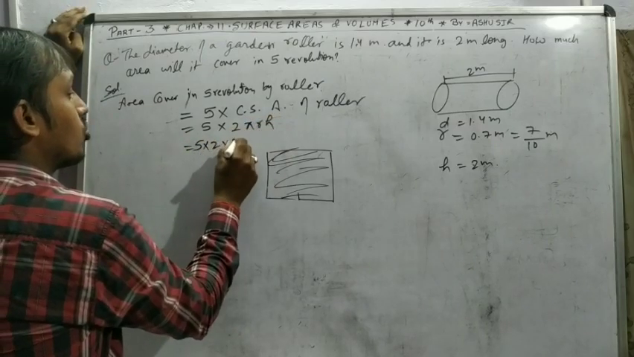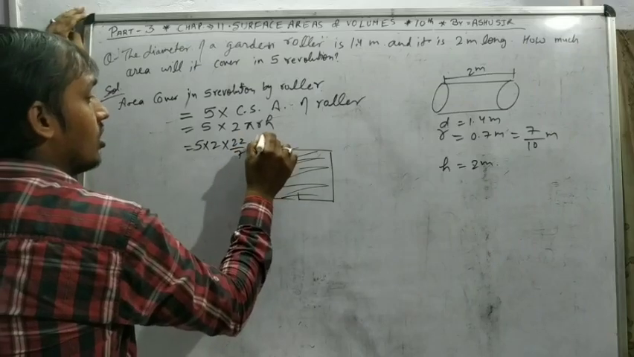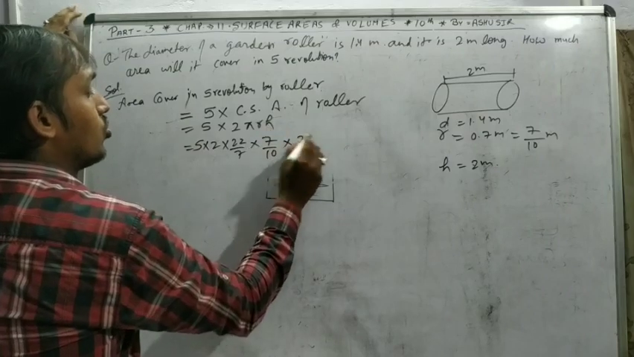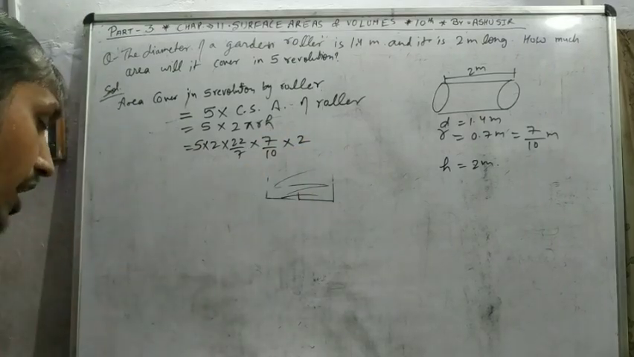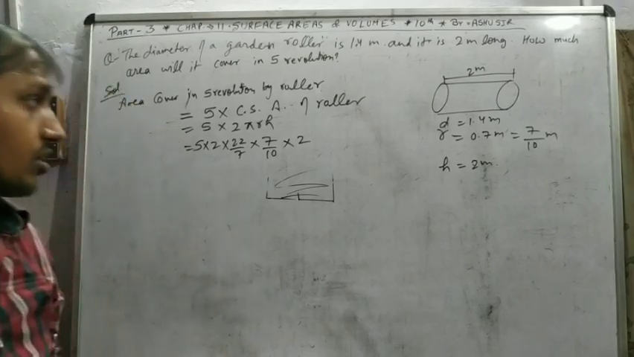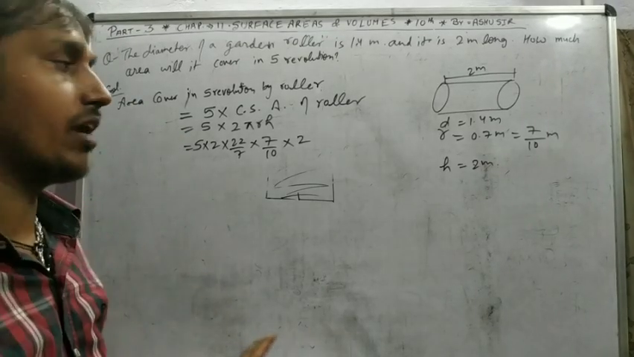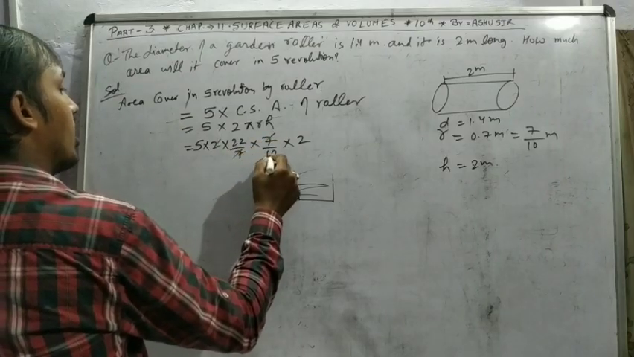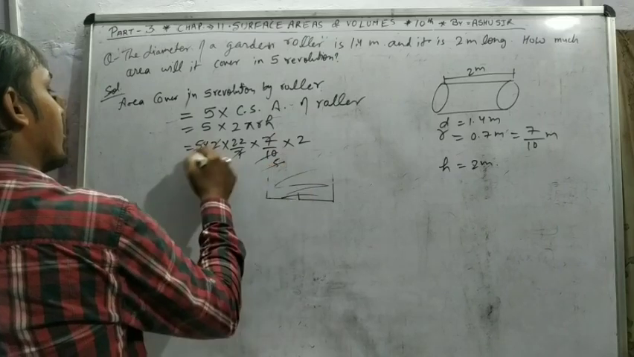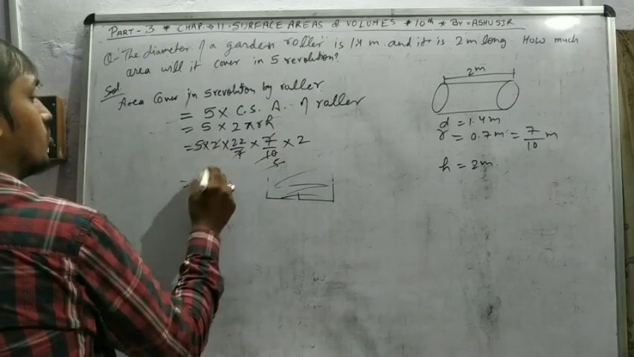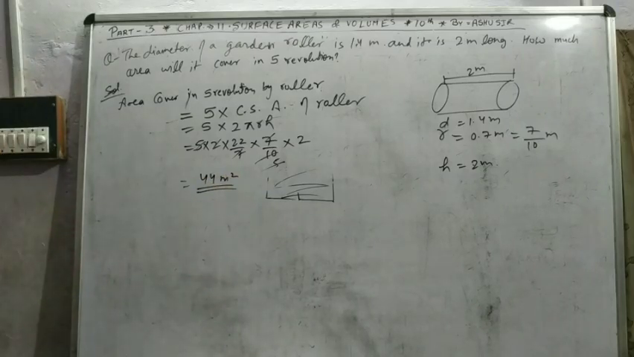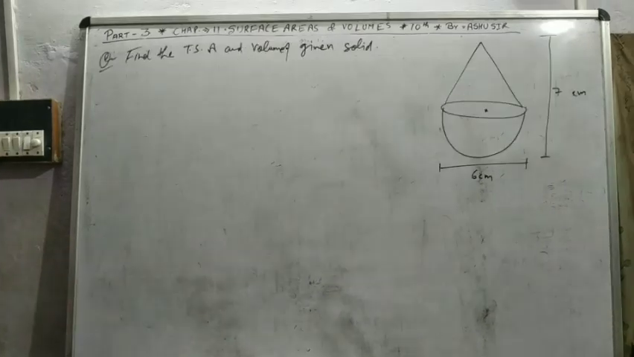5 into 2 into 22 by 7 into r, 7 by 10 into h. Before solving the question, first check that all the units are the same. Radius in meters, height in meters, so both are the same. So without any problem you can solve it. 7 cancels, 2 fives are 10, 5 ones are 5, 2 into 22 means 44 meter square area covered by the roller in 5 revolutions. Okay, pause it, note down.